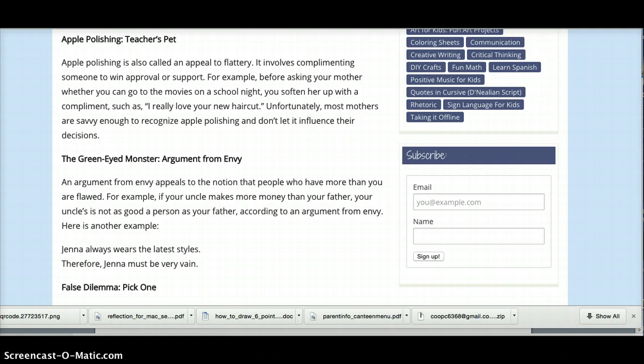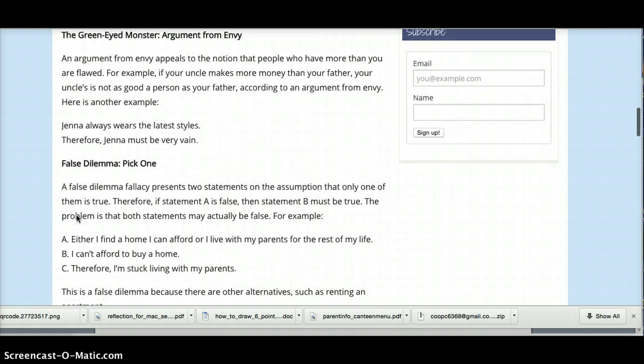The green-eyed monster, so an argument from envy. This appeals to the notion that people who have more than you are flawed. So if your uncle makes more money than your father, then your uncle is not as good a person as your father. So for example, Jenna always wears the latest styles, therefore she must be very vain.